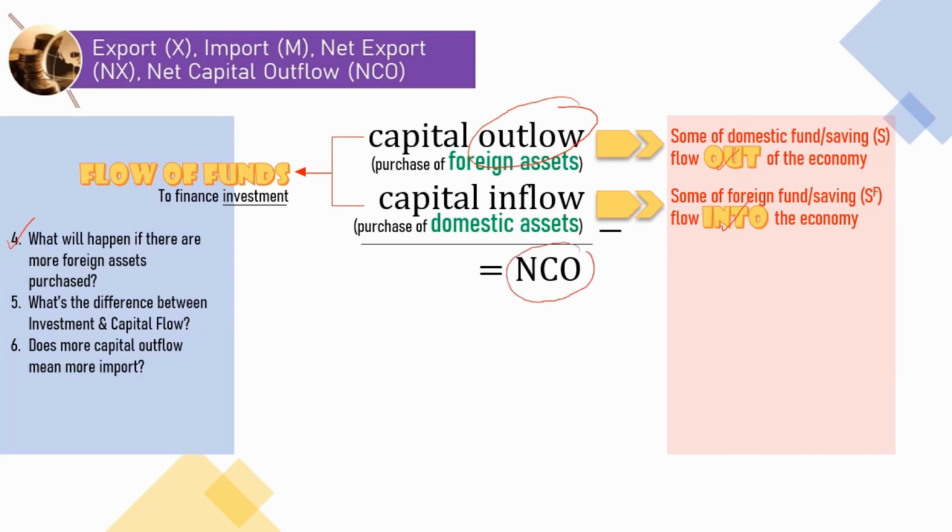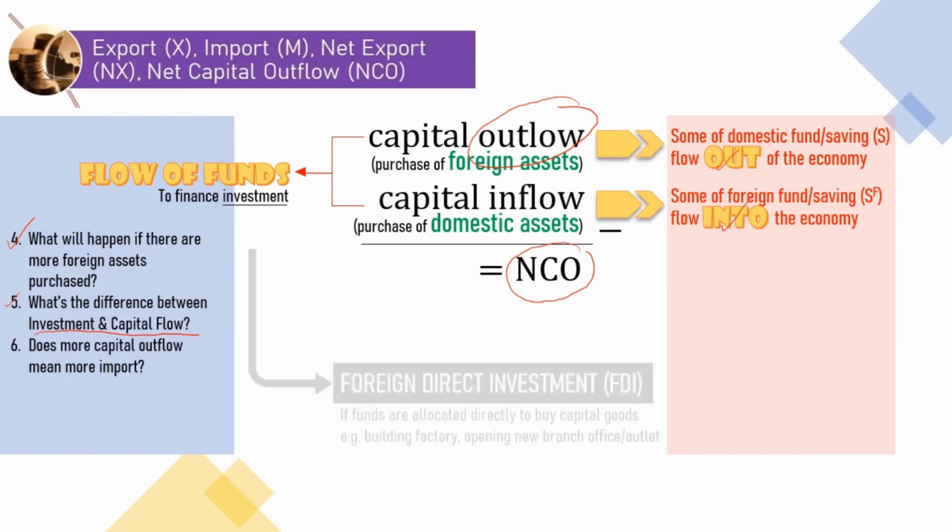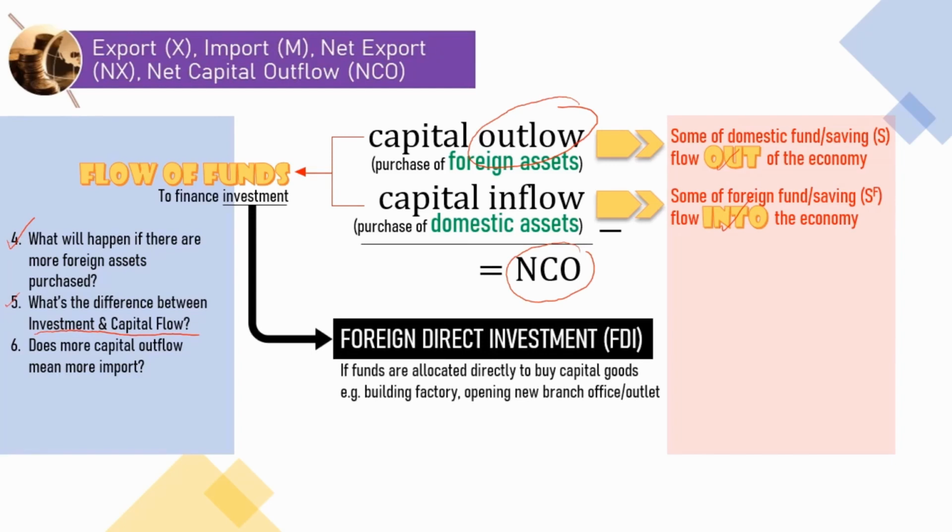Next, we notice from the previous slide that investment is different to capital flow. Capital flow is the fund to finance I, the physical investment, not the investment itself. Then, what kind of investment is financed using the flow of capital funds? If the funds are allocated directly to buy capital goods, the investment is called foreign direct investment. For instance, firms may build a new factory, open a new branch, new office, or new outlet abroad. And in return, the fund will then go to the destination country.